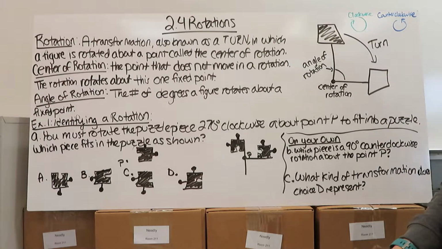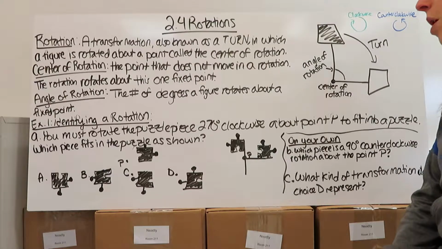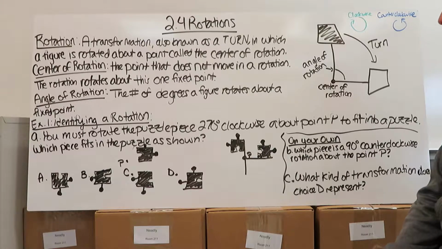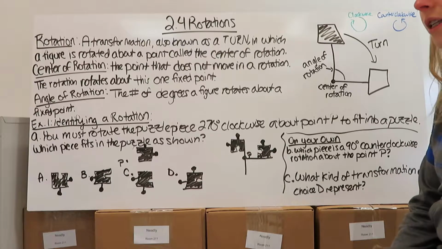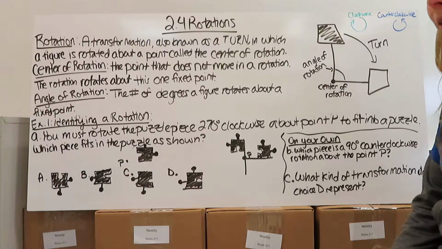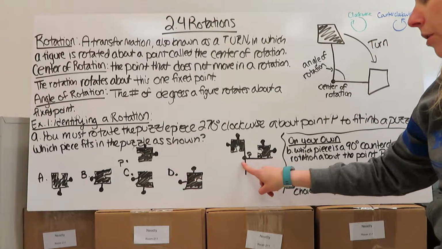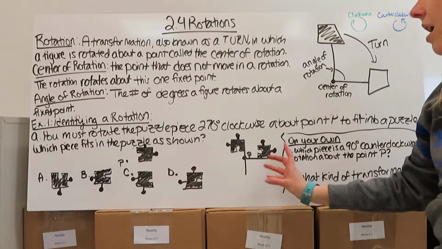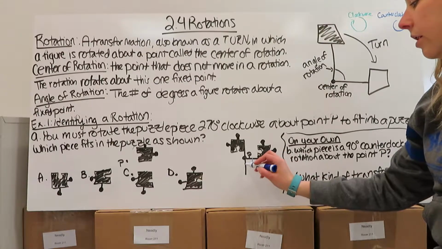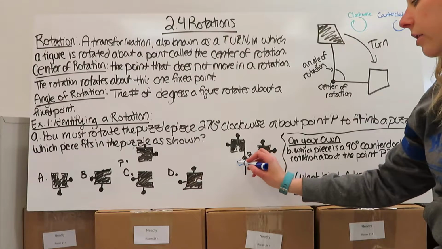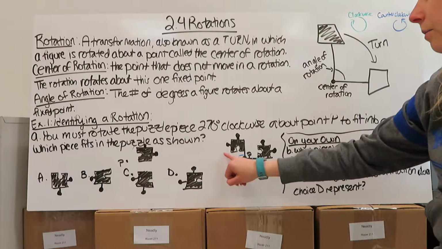All right. So example 1, identifying a rotation. Letter A, you must rotate the puzzle piece 270 degrees clockwise about a point P to fit into a puzzle. Now, if it helps you, feel free to take some tracing paper or parchment paper or wax paper, draw your original figure like so. This is rotating about point P. And then it'll help you rotate this figure. So here is 90 degrees, 180 degrees, and this is 270. So that means you're going to turn it once, twice, 3 times.